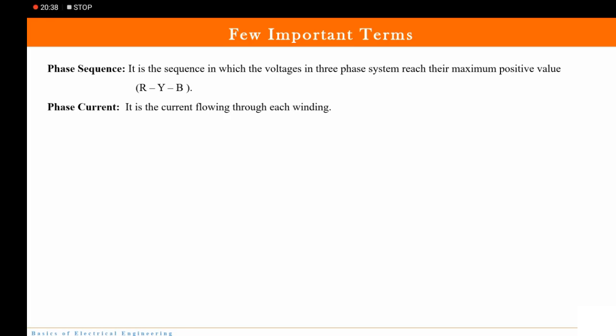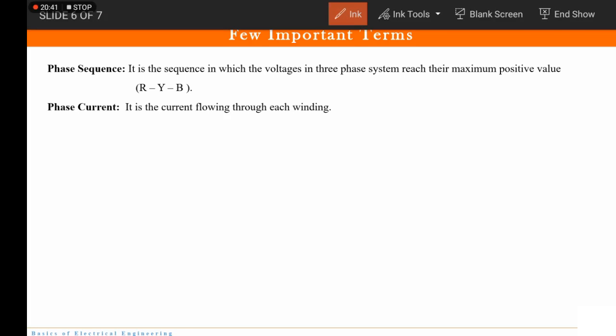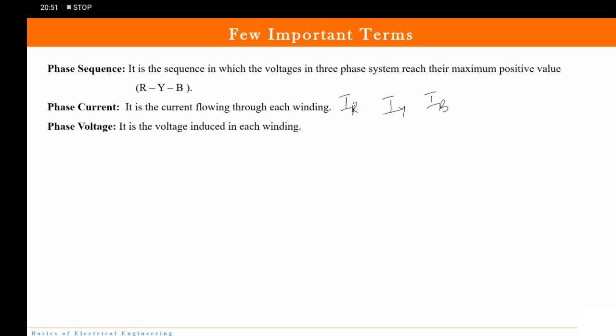So we have winding R, correct? So we have phase current as IR. Then we have winding Y and similarly winding B. So these are all called phase currents. Then we have phase voltage. It means what is the voltage induced in each winding. Each winding, okay? Now comes line voltage.